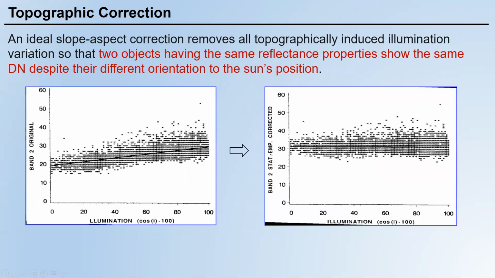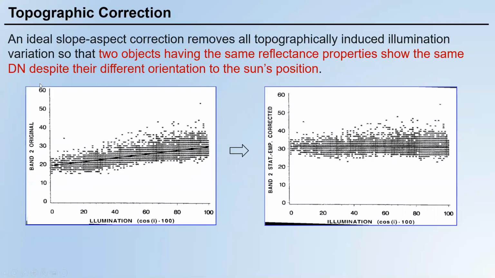So an ideal slope aspect correction removes all topographically induced illumination variation, so that two objects having the same reflectance properties show the same DN in your image, of course, despite their different orientation to the sun's position. Okay, so on the left side, we have a lot of pixels. Horizontal is illumination.